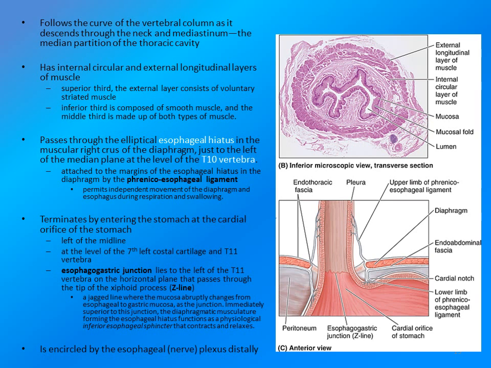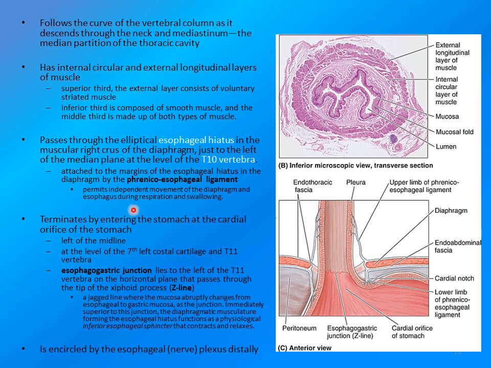It passes through the esophageal hiatus, right near or through the muscular right crus of the diaphragm. This is just left of the median plane at the level of the T10 vertebra. So, at level T10, the esophagus penetrates the diaphragm at the esophageal hiatus. It's a good reference level to keep in mind. It is attached to the margins of the hiatus in the diaphragm by the phrenicoesophageal ligament. This permits independent movement of the diaphragm and the esophagus during respiration and or swallowing.